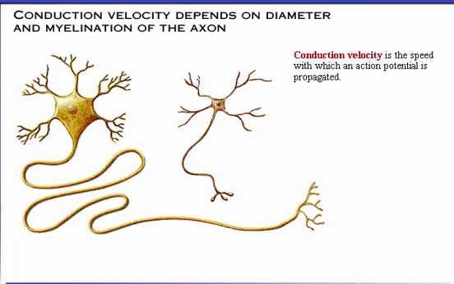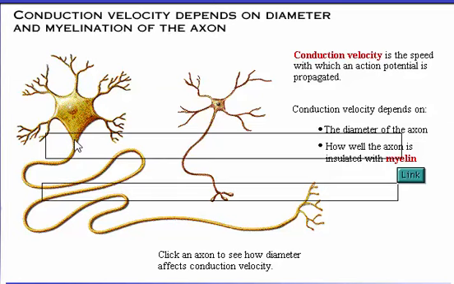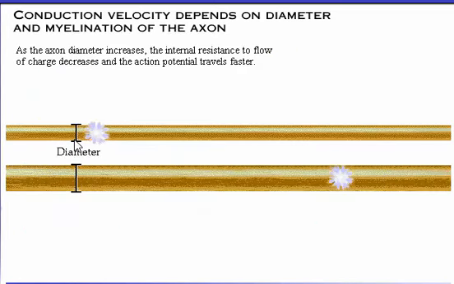Conduction velocity is the speed with which an action potential is propagated. Conduction velocity depends on two things: the diameter of the axon and how well the axon is insulated with myelin. Let's look first at axon diameter. Click an axon to see how diameter affects conduction velocity. As the axon diameter increases, the internal resistance to the flow of charge decreases and the action potential travels faster.